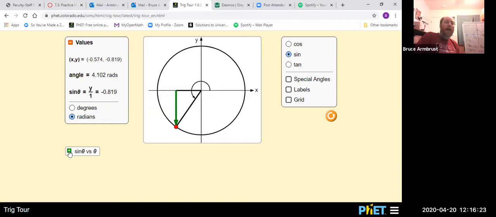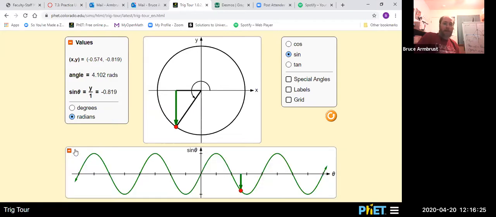Well, let me turn on the graph of sine. And again, notice that as I move around, I'm getting the same length vertical arrow as the vertical arrow on the unit circle. But there's my graph of sine. So if you look at sine, sine is very similar to cosine. In fact, it's exactly the same shape. What do you notice is the difference between them? Anyone want to try to describe what they see as a difference between sine and cosine's graphs?